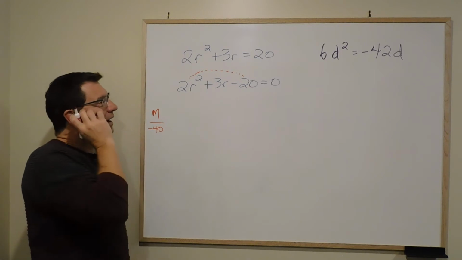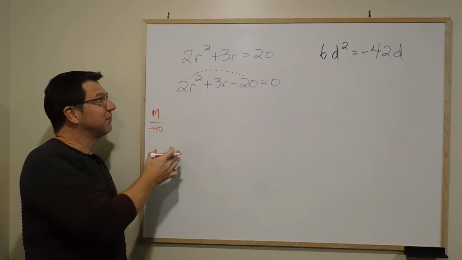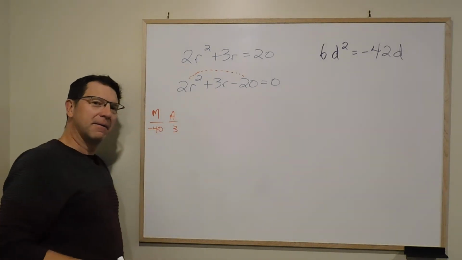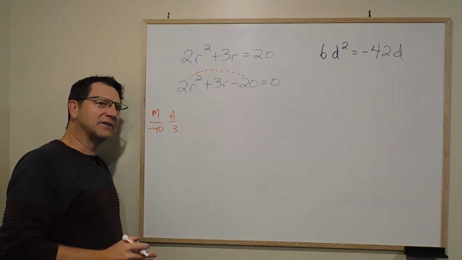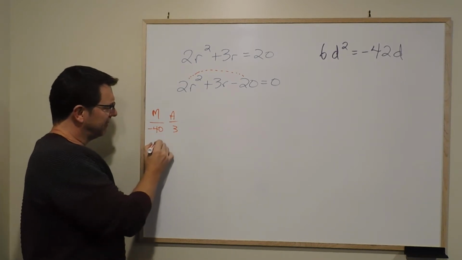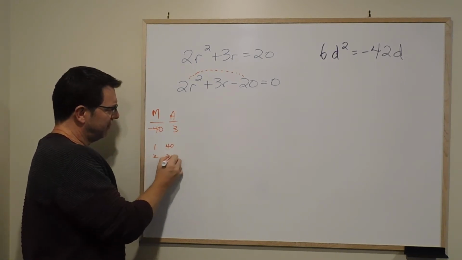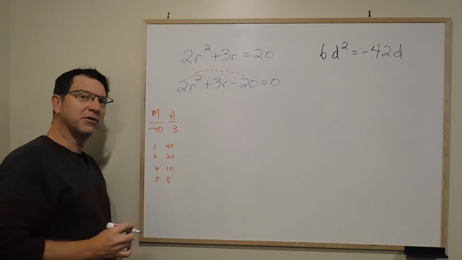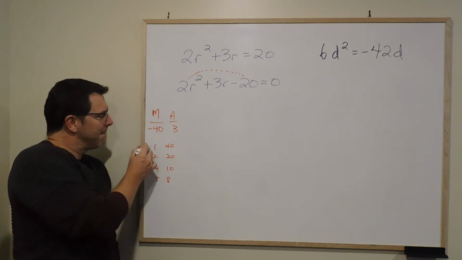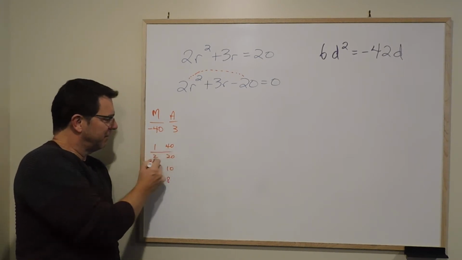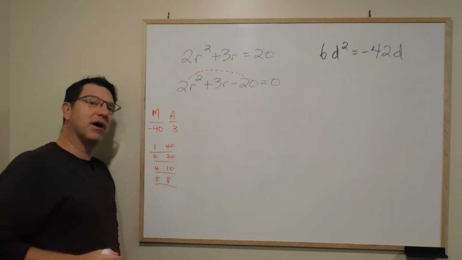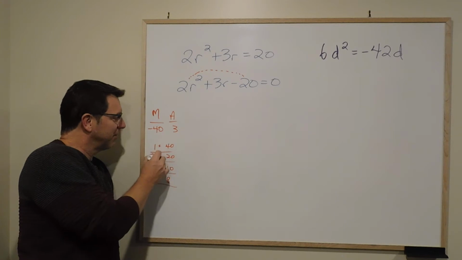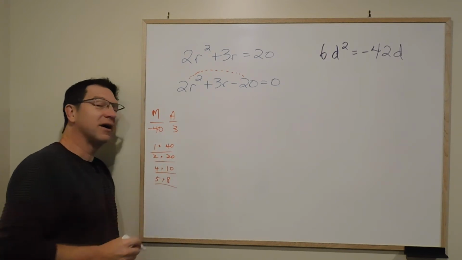Coincidentally, last slide we also had negative 40. But here we're looking for it to add to 3. So what multiplies to negative 40 and adds to 3? If you remember the last slide, 1 and 40, 2 and 20, 4 and 10, 5 and 8, those are our multiples to get us to 40. One of them has to be negative in each group. I need a negative and a positive because I'm multiplying to get to negative 40.